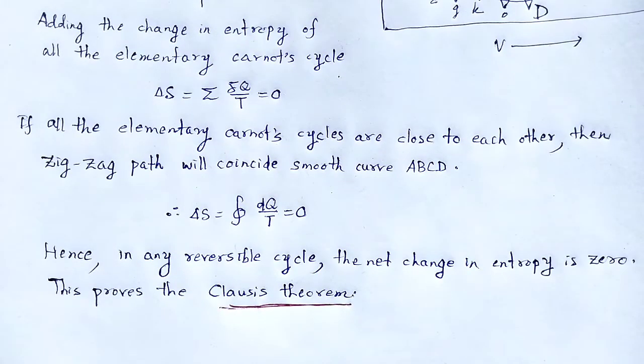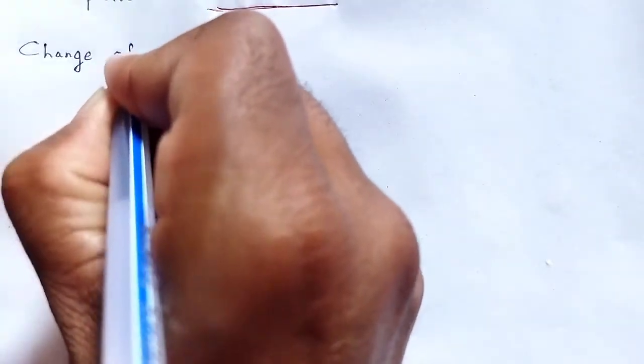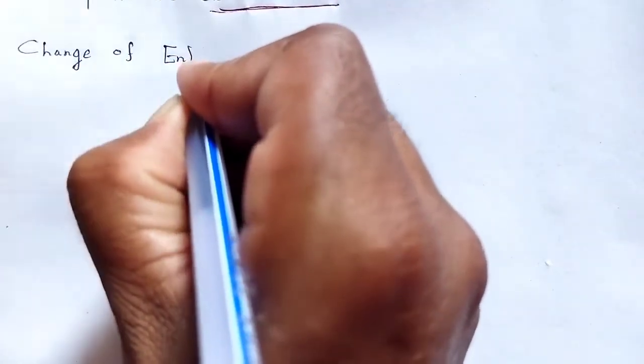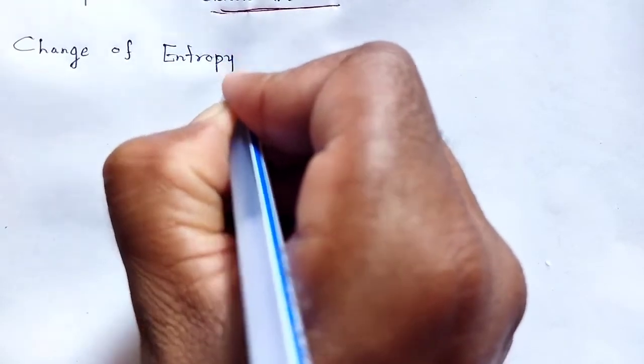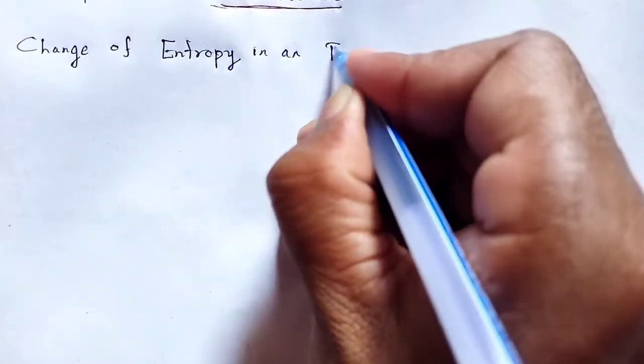Now, what should be the change of entropy in an irreversible process? Now we have to derive the change of entropy in an irreversible process.